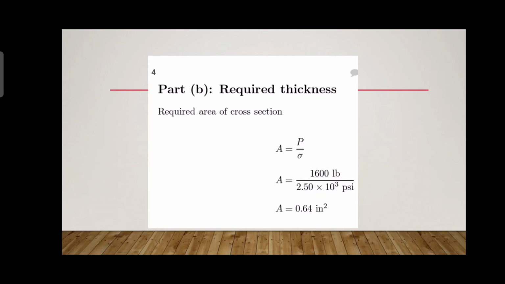So step 4, part B, required thickness. Required area of cross section, A equals P over sigma. A equals 1,600 lb over 2.50 times 10 to the power of 3 psi. A equals 0.64 inches squared.